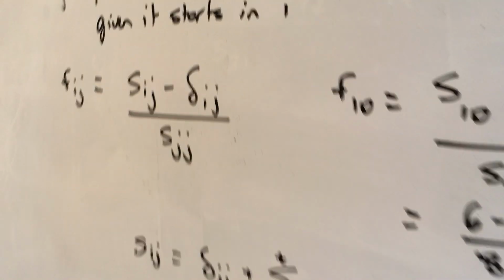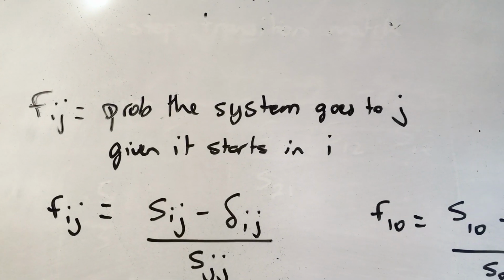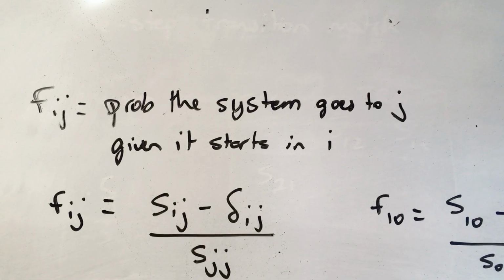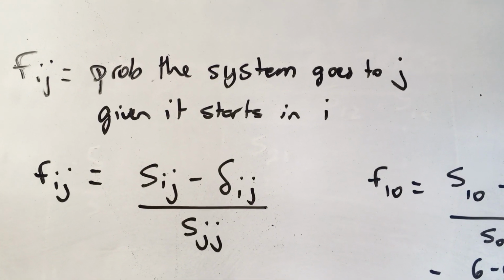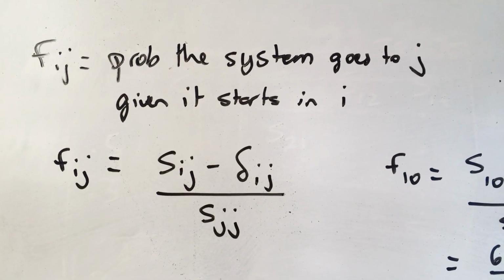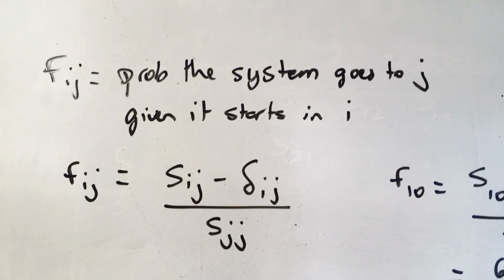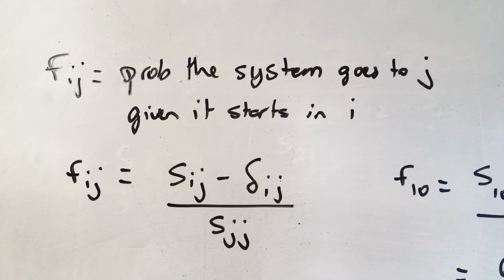So let's look at one more piece of information, F_ij. We're going to find that as the probability that the system goes to state j given it starts in state i. We have our S matrix, and the probability that the system is going to make it to state j given it started in state i is S_ij, the expected number of time periods spent in j given you started in i, minus delta_ij, divided by S_jj.